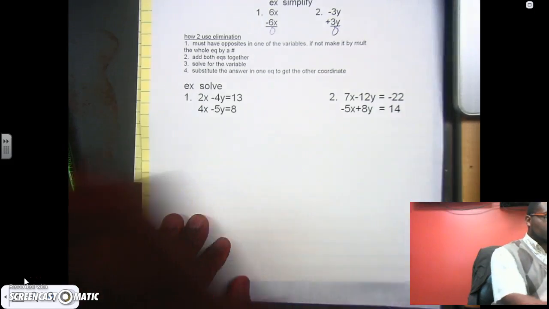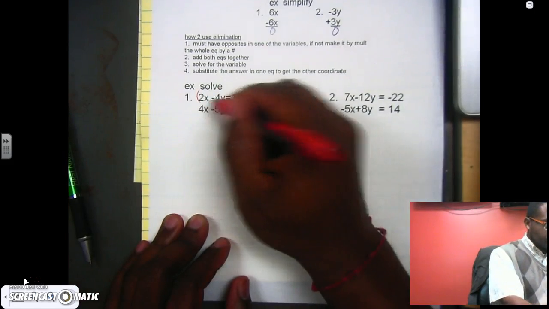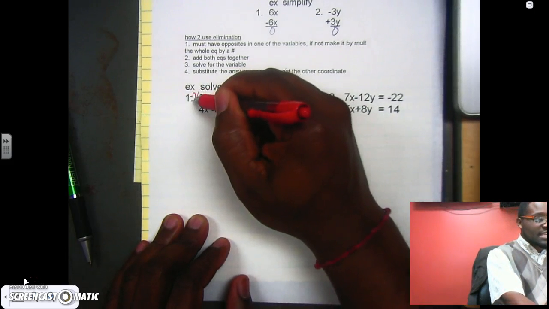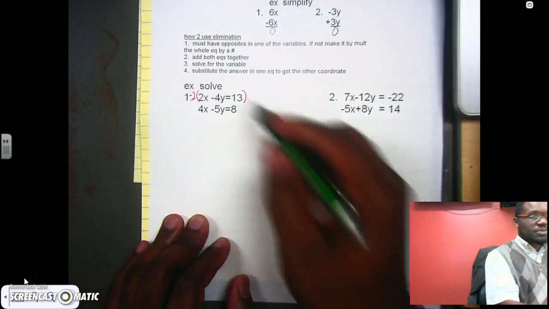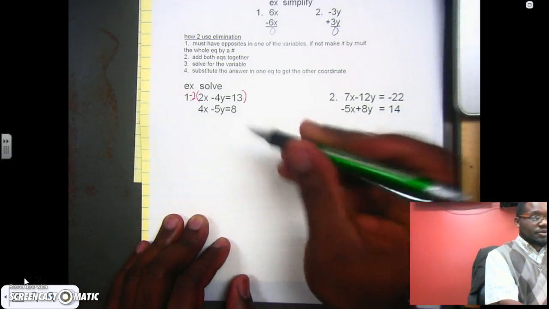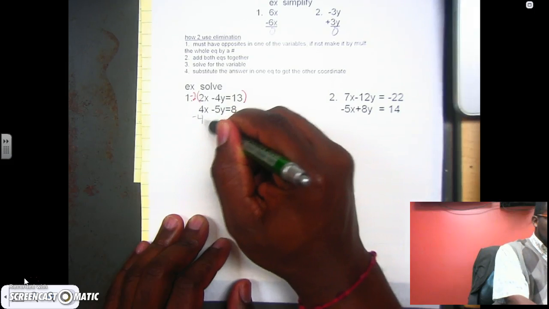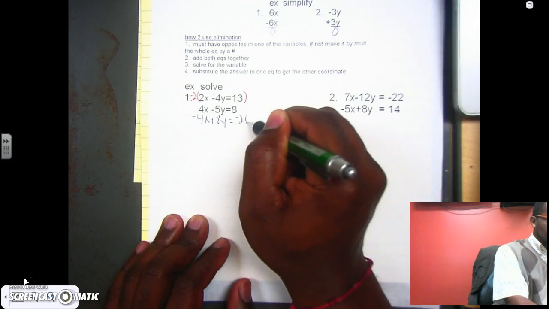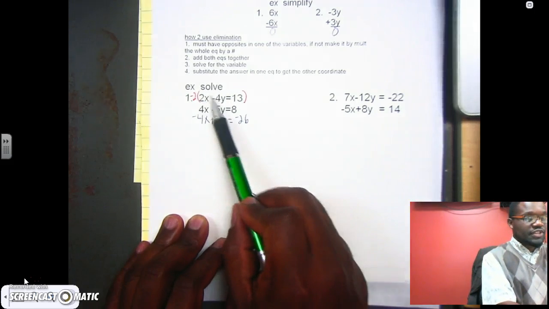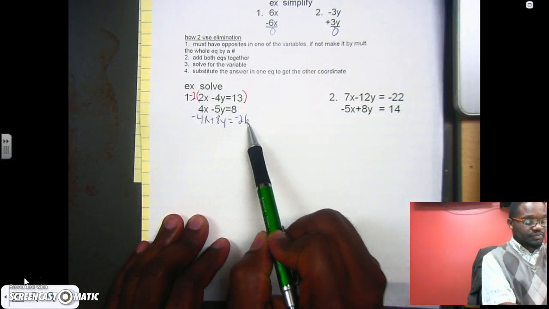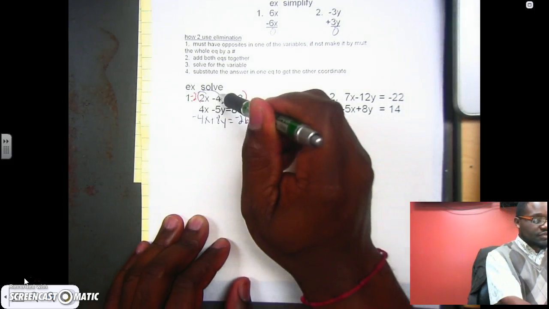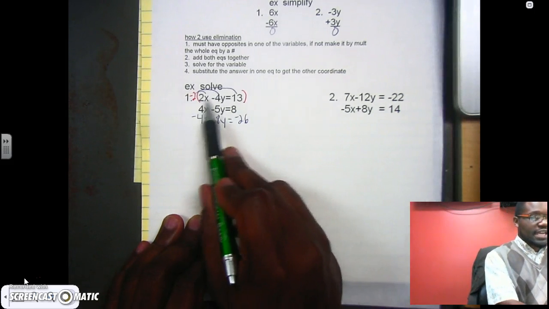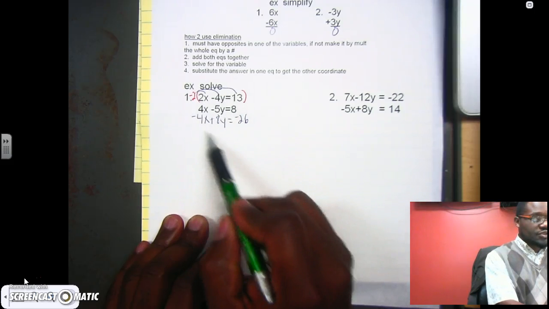So what I'm going to choose to do is multiply this whole equation. Notice where I put my parentheses. This whole equation by negative 2. And so when I multiply that by negative 2, I'm going to write it underneath, I get negative 4x plus 8y equals negative 26. That's negative 2 times everything in here, which gave me those. Negative 2, and negative 2. Be careful with your signs. Now, I'm no longer looking at this equation. Okay, now it's just these two right here.